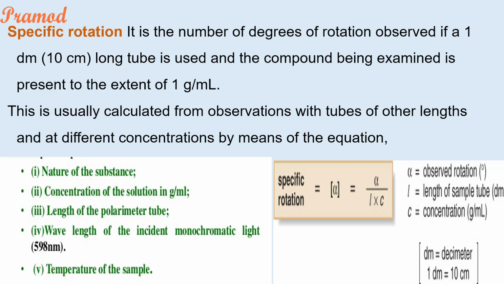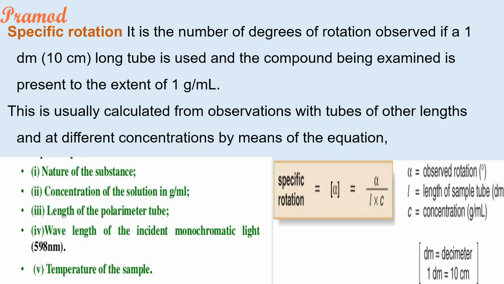It depends upon the nature of the substance, meaning whether it is dextrorotatory or levorotatory, the concentration, the length of the polarimeter tube, and the wavelength of the incident monochromatic light. Usually 589 nanometer wavelength is used for observation, and the temperature, because temperature plays a very important role. Temperature can change the conformation. So these are the 5 criteria on which the specific rotation depends.